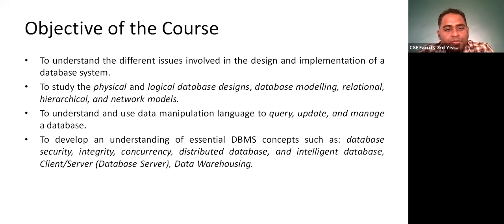And then there is the semi structured data model, and in this semi structured data model comes XML, or extensible markup language. So together it is a data model, and it has been categorized into three different parts.